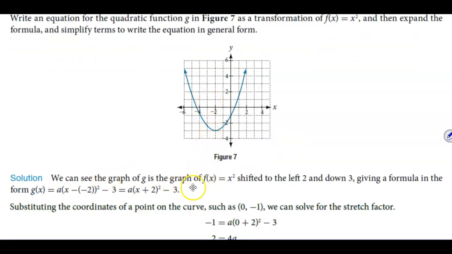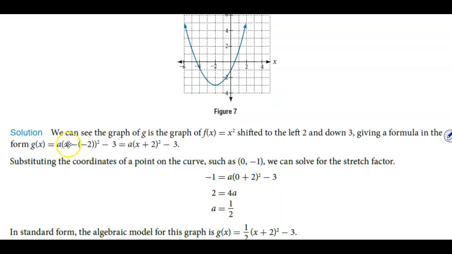Now, if we take a look at the graph, we can see that f(x) = x². And what's happening is that if this is where the original graph would be at the origin, what we've done is that we shifted it to the left 2 units, and then we've gone down 3 units, giving a formula in the form of g(x) = a(x − (−2))² − 3. And so therefore, we would end up with a(x + 2)² − 3.